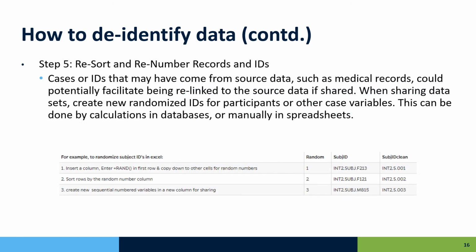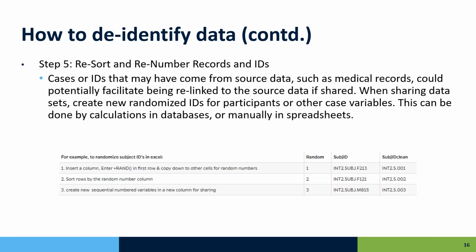And in step 5, we're going to resort and renumber records and IDs. Cases or IDs that may have come from source data, such as medical records, could potentially facilitate being relinked to the source data if shared. When sharing data sets, create new randomized IDs for patients or other case variables. This can be done by calculations in databases or manually in spreadsheets.